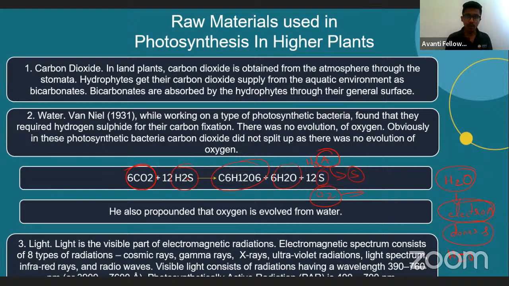Then Sachs, what did he tell? He told that plants, when they undergo photosynthesis, produce something called glucose, and the glucose is stored in the form of starch.